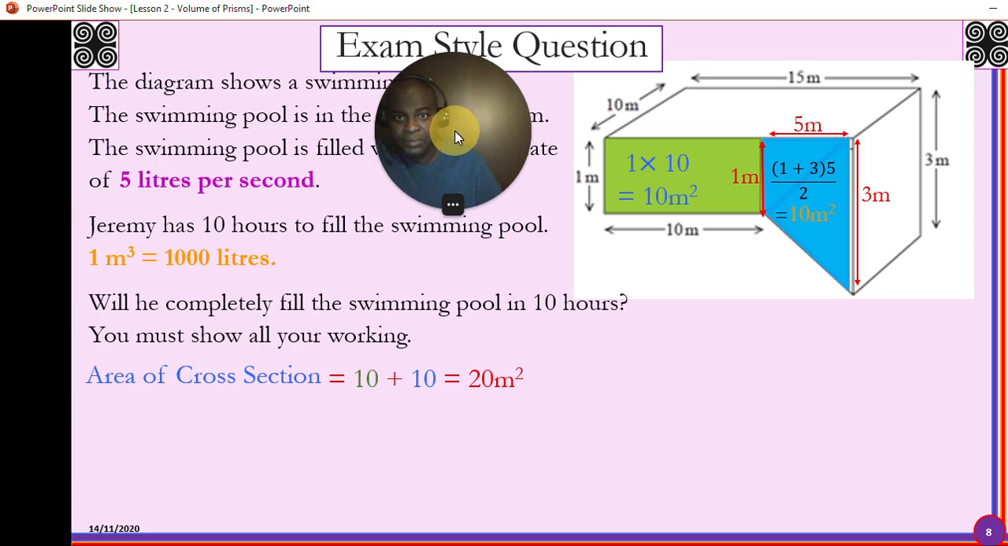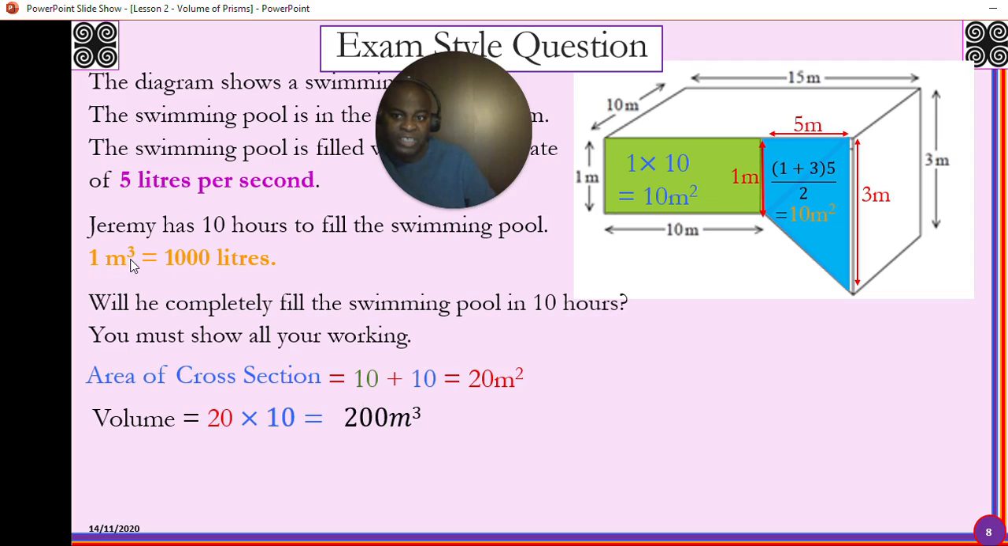Now we are supposed to work out the volume. The length is 10. So volume now gives us 200 meter cube. Now let us try to convert 200 meter cube into liters.